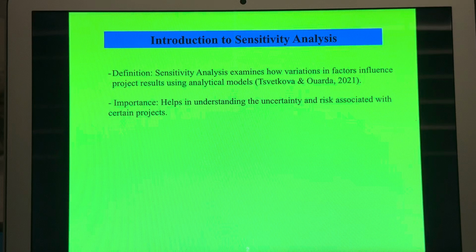Our first slide is going to cover sensitivity analysis and how it examines how variations in factors influence project results using analytical models. Ideally, the importance behind this is it helps in understanding uncertainty and risks associated with certain projects that each company or corporation may encounter on a daily basis. A reference for this material is going to be Tesvaca and Oquardo, 2021.